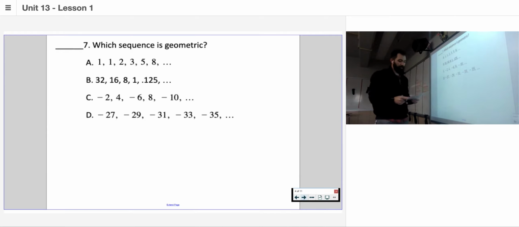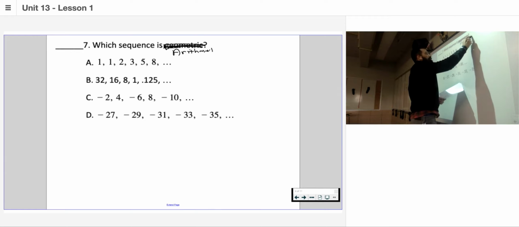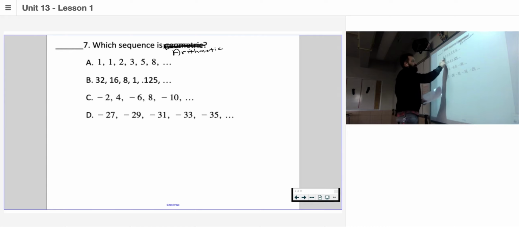All right, the last page of this, second page, all multiple choice. Number 7, which sequence is, and I know it says geometric on here, but on the practice that should be arithmetic. Which sequence is arithmetic? Well, this repeats, so unless I'm multiplying by 1 every time, or adding 0, that doesn't work. 32 divided by 8 doesn't work. 32 divided by 2 is 16. 16 divided by 2 is 8. 8 divided by 2 is not 1.